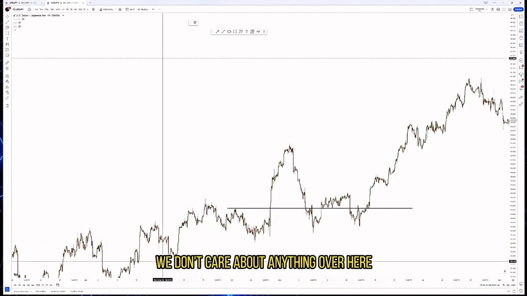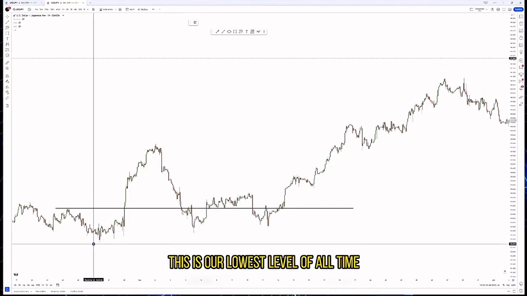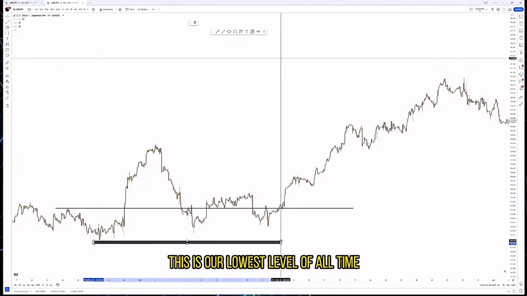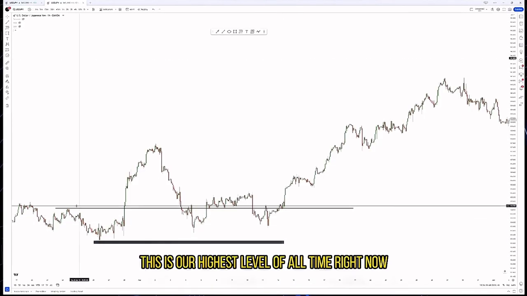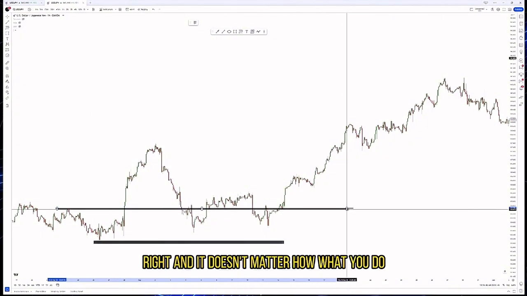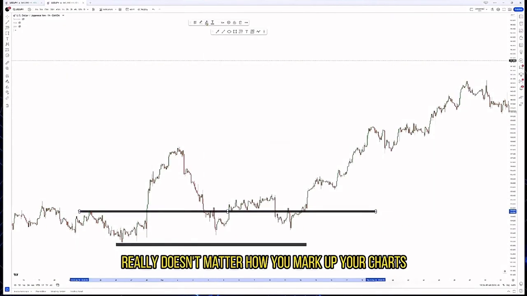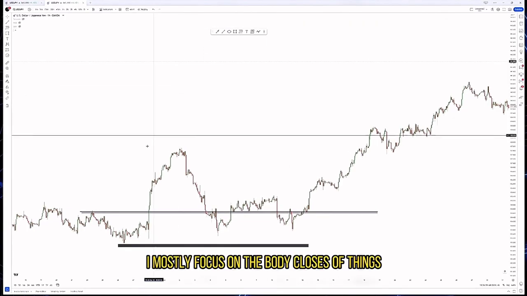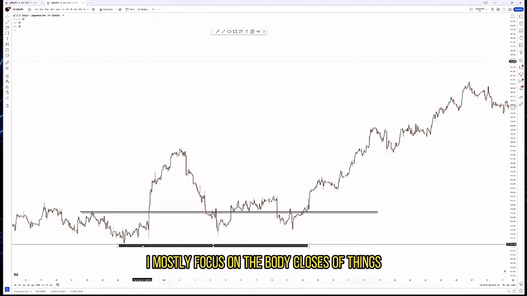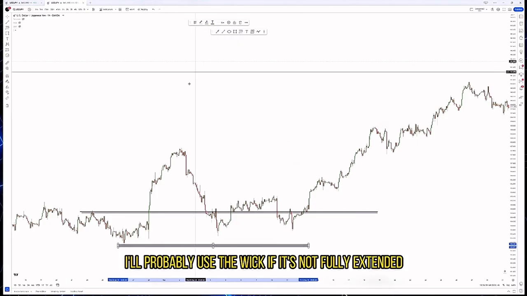We don't care about anything over here. We're talking about right now. As we speak, this is our lowest level of all time, and this is our highest level of all time for right now. Right? And it doesn't matter what you do. I just like doing boxes sometimes with lines. It really doesn't matter how you mark up your charts. I mostly focus on the body closes of things. In most scenarios, I'll probably use the wick if it's not fully extended.